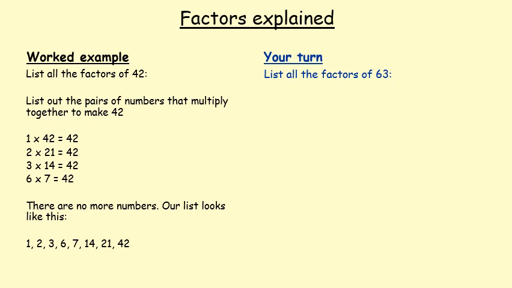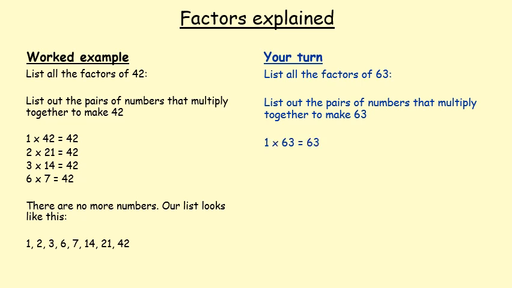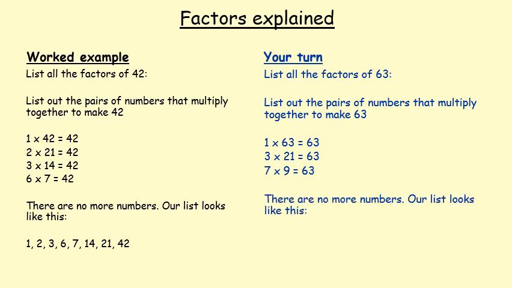Okay, so hopefully you've tried that question. So listing out all the pairs of numbers that multiply together to make 63, we're going to have 1 times 63, 3 times 21, 7 times 9. 8 is not a factor of 63 because 63 is not an even number. So then we just list out all of our pairs in order of smallest to biggest. So we'll have a list that looks like this: 1, 3, 7, 9, 21 and 63.